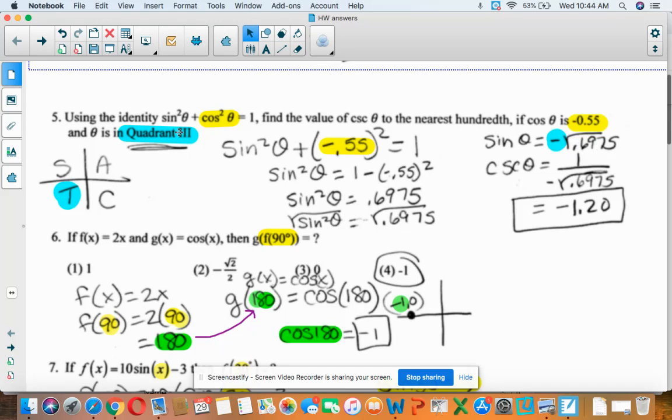Now I am in the third quadrant and I drew a little chart right here. So all students take calc. In the third quadrant, only tangent is positive, so sine is negative. So this is negative square root of 0.6975. And the cosecant is what I was trying to find out. Cosecant is 1 over sine, so it's 1 over negative square root of 0.6975. And I put that into my calculator, and I did get negative 1.20.